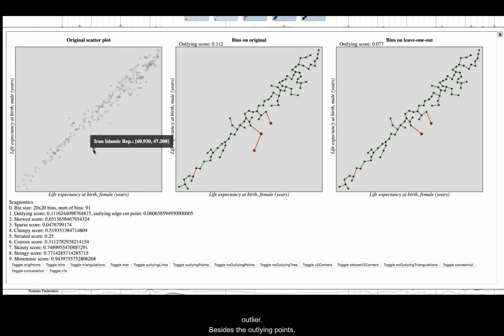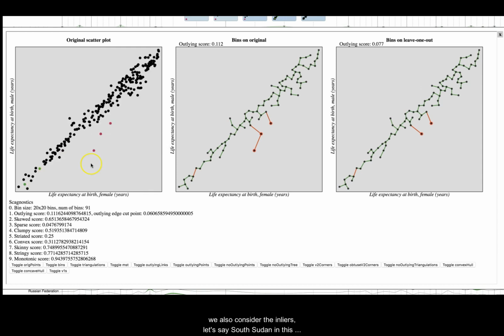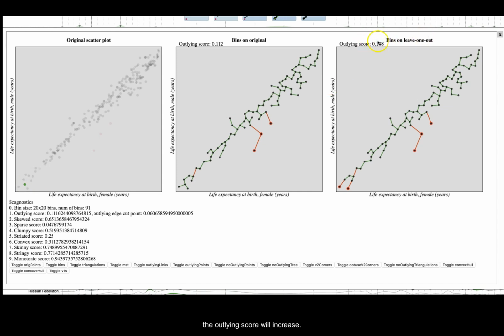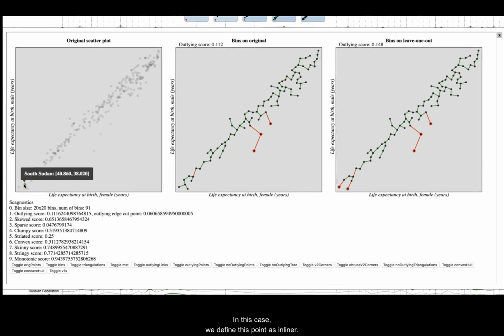Besides the outlying points, we also consider inliers. Let's say South Sudan in this case, which are defined as observations that lie in the interior of a statistical distribution, and their absence makes identifying outliers easier or possible. If we remove South Sudan, we see that the outlying score will increase. We can see now that two countries, Timor-Leste and Cambodia, become outliers. In this case, we define this point as an inlier.